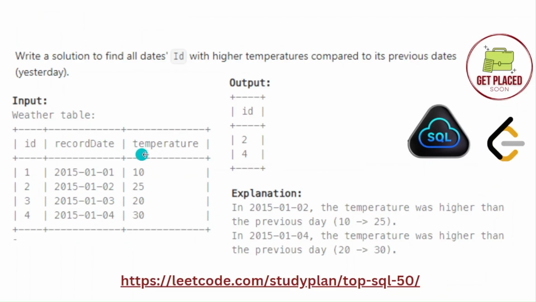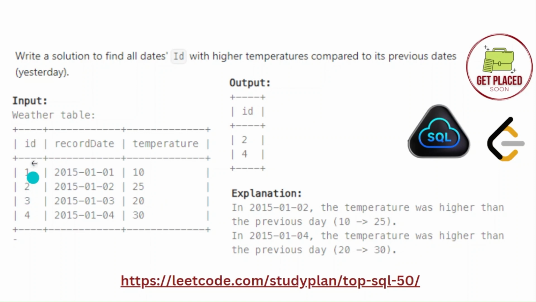Let's take an example. So we have the 1st, 2nd, 3rd, 4th of January 2015. We have the temperatures also. So check yesterday's temperature and today's temperature, 10 and 25. Then yesterday's temperature and today's temperature, 25 and 20. Again, yesterday's temperature and today's temperature, 20, 30. So like that we will compare. Here you can see records 2 and 4. Today's 25 is a higher temperature than yesterday. And in record 4 also, today's 30 is higher than yesterday's temperature, that is 20. So we will retrieve IDs 2 and 4.